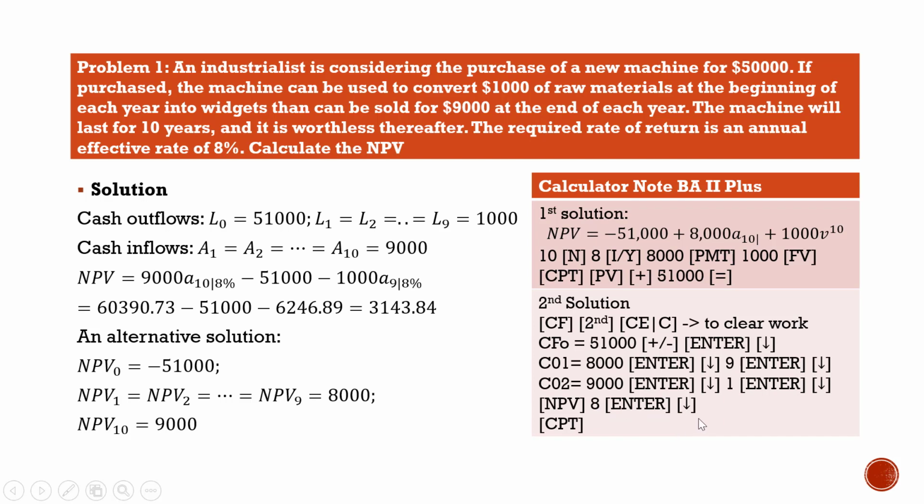When you scroll down, it goes back to the screen that shows you NPV again. So you hit compute to compute NPV, and the answer should be 3,143.84. So when you deal with this problem on the exam, I suggest you go by the second solution because it saves you a lot of time. However, if you find the first method easier, then just use it.